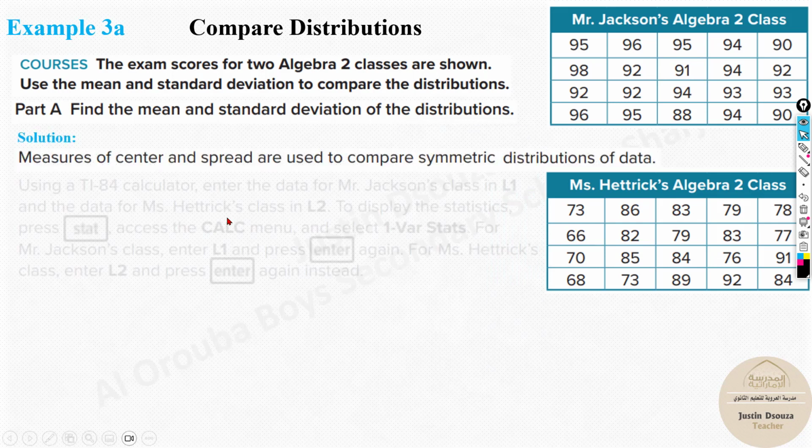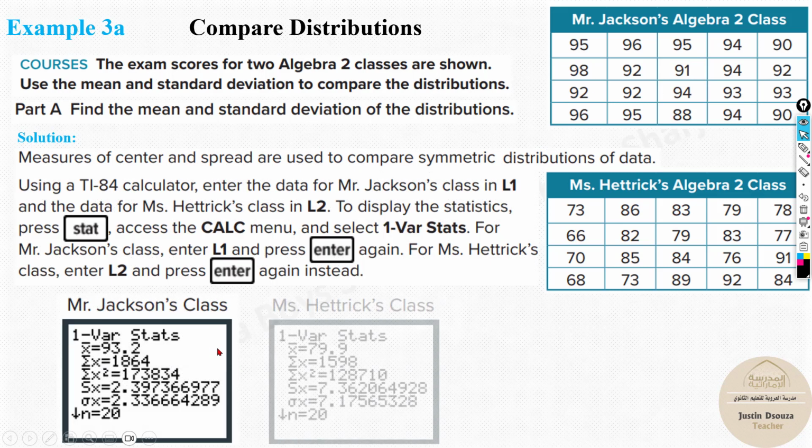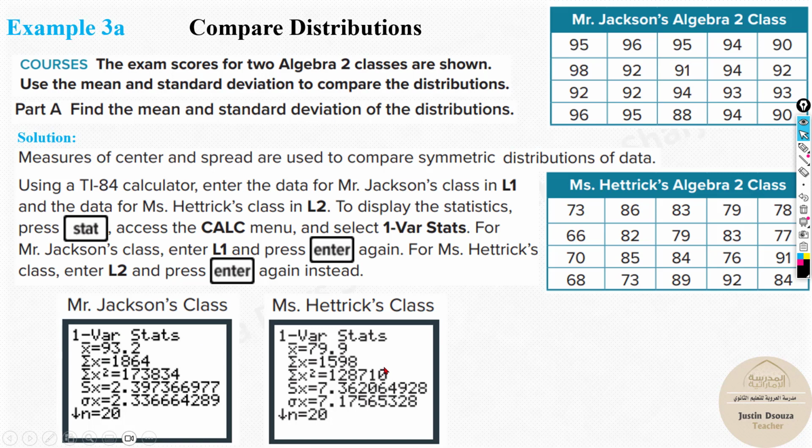This is the thing. Let's quickly see over here on the calculator. You find the standard deviation and the means and everything. Now let's compare. Over here, the mean in Mr. Jackson's class is 93.2. That's very high. And the standard deviation, this last one, is 2.33. That is very low. That means almost all the students got marks which are very close to each other, very close to the average marks or the mean marks.